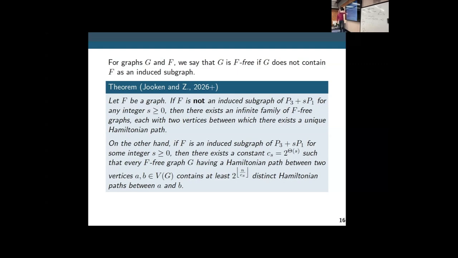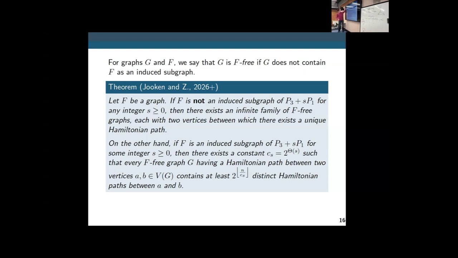There is an analog of this for the Hamiltonian cycle setting, but actually there we cannot do a full classification. There are some cases which we don't know how to deal with. So it's not completely equivalent. But for the Hamiltonian path, we can do it. A Hamiltonian path is just a path between 2 vertices which visits all the vertices. It's just like a cycle, but it has 2 ends. So in the first setting, if F is not an induced subgraph of this, then you can have a unique Hamiltonian path between some 2 vertices. If F is an induced subgraph of this, then you have exponentially many. And there is nothing in between.